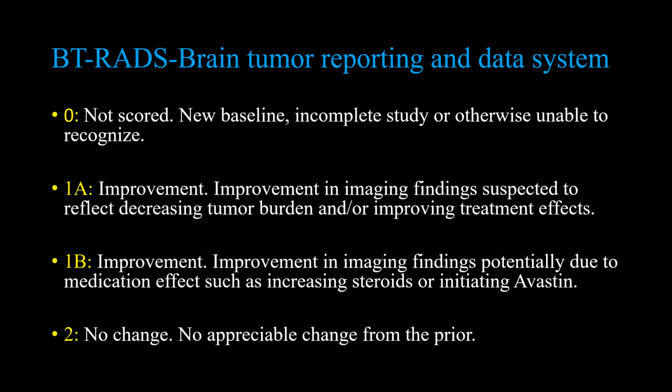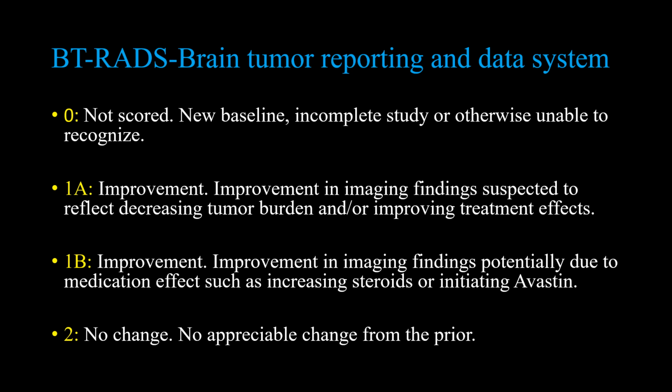A BT-RADS score of 1 indicates improvement in the imaging findings compared to prior. It is further subclassified into 1A and 1B. A score of 1A indicates that the improvement in imaging findings is due to decrease in the tumor burden or due to chemotherapy effects. A score of 1B indicates that improvement in imaging findings is due to medication effects such as use of steroids or Avastin. I'll explain the role of steroids and Avastin a little later.